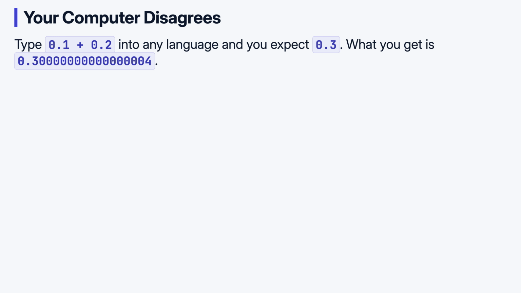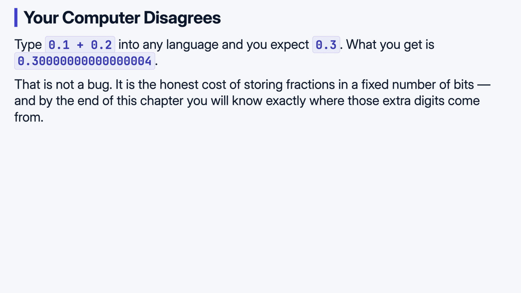Let's begin with a puzzle. Type 0.1 plus 0.2 into almost any programming language, and you expect 0.3. What you actually get is 0.3, followed by a long tail of zeros ending in a 4. That is not a bug. It is the honest cost of storing fractions in a fixed number of bits. By the end of this chapter, you will know exactly where those extra digits come from and how to write code that handles them safely.